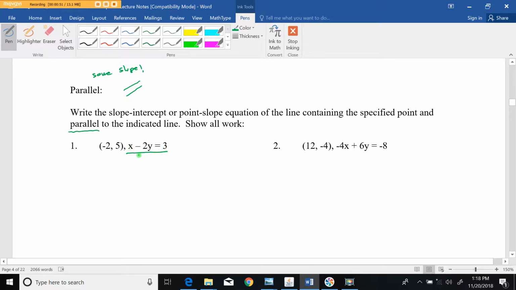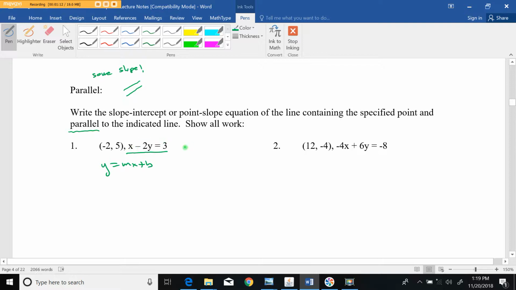Now, when I do this stuff, I like to use this form, y equals mx plus b. So I will just continue to use that, because it says "or" here, and I like slope-intercept form. That's how I'm going to write these. First thing we're going to do is figure out the slope of this line. It's pretty easy to do. Just solve it for y, and whatever's in front of the x will be your slope.